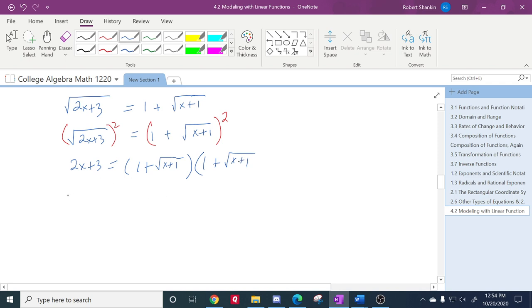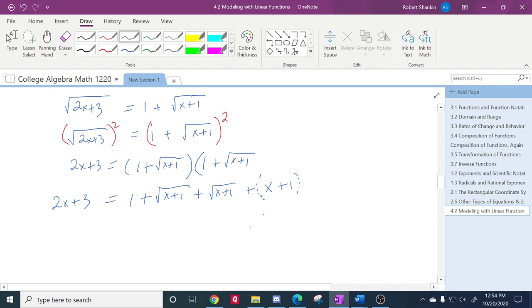Okay, and then we got to FOIL out the right hand side. 1 times the 1 is the 1, and 1 times the square root of x plus 1, and then you can move the square root of x plus 1, multiply that over, and when you do the square root of x plus 1 times square root of x plus 1, the square roots go away. I'll put pretend parentheses around this to kind of show that it all came in at one time.